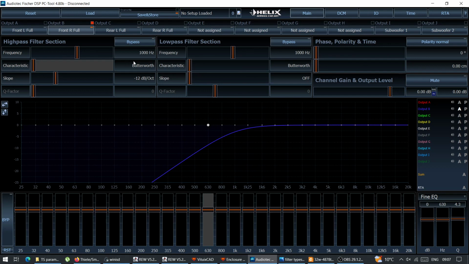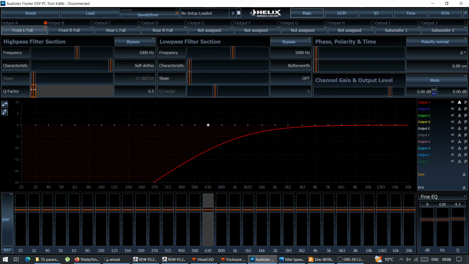So what defines this shape? Helix has a crossover, which is like Butterworth, Bessel, Chebyshev, Linkwitz, and self-defined. So with the self-defined crossover, you can define the Q of the crossover yourself. So it goes from 0.5, 0.6789, and it goes up. See? You can define the Q.